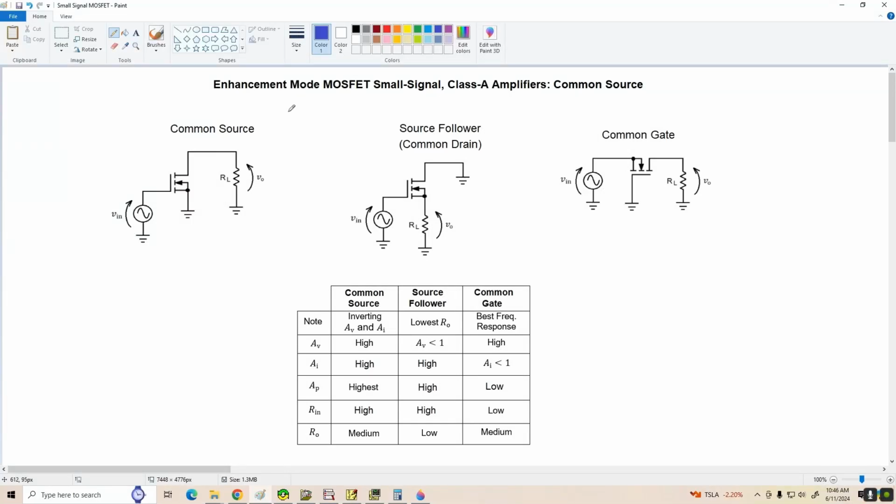We're going to continue our discussion of enhancement mode MOSFETs looking at small signal class A amplifiers. In particular, we're going to be using the common source configuration with voltage divider biasing today.